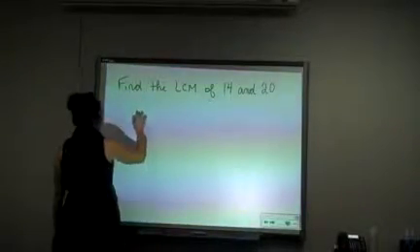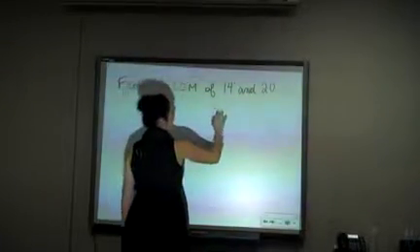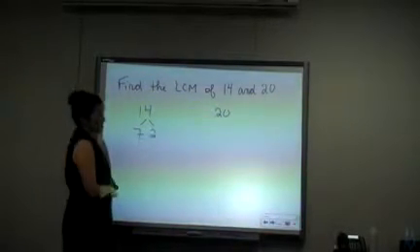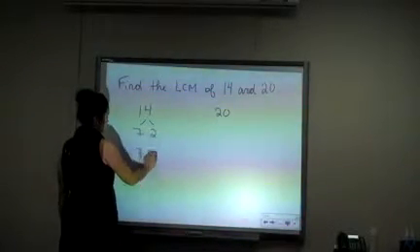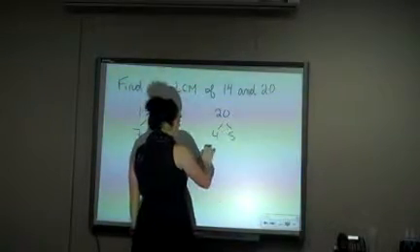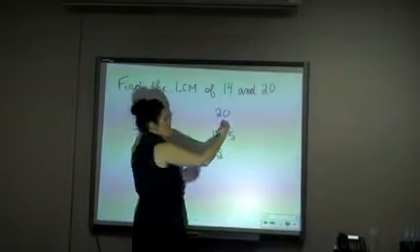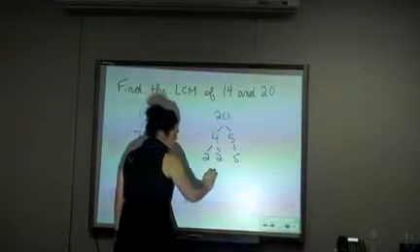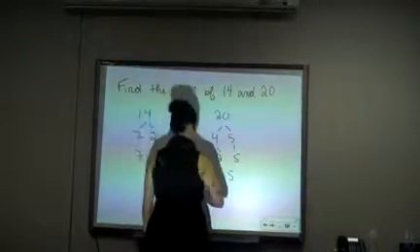Okay, so I have 14 and 20. 14, I'm thinking of 7 times 2. Then I'm done. All right, so 7 times 2. And then here for 20, I have 4 times 5, 2 times 2. And again, you could have thought of 2 times 10. It doesn't matter. You will get the same answer. So this is 2 to the power of 2 times 5.